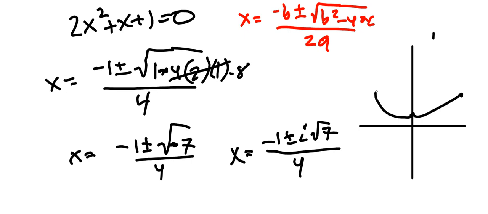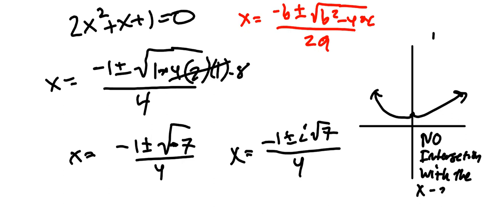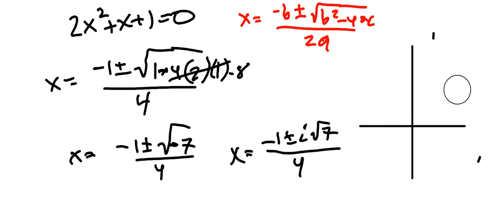So essentially, this is kind of what the graph looks like in some way. What essentially that means is that this function here has no intersection with the x-axis. Has no intersection with the x-axis, so that means it has no real solutions. So that's another way of graphing it and finding out how many solutions it has.